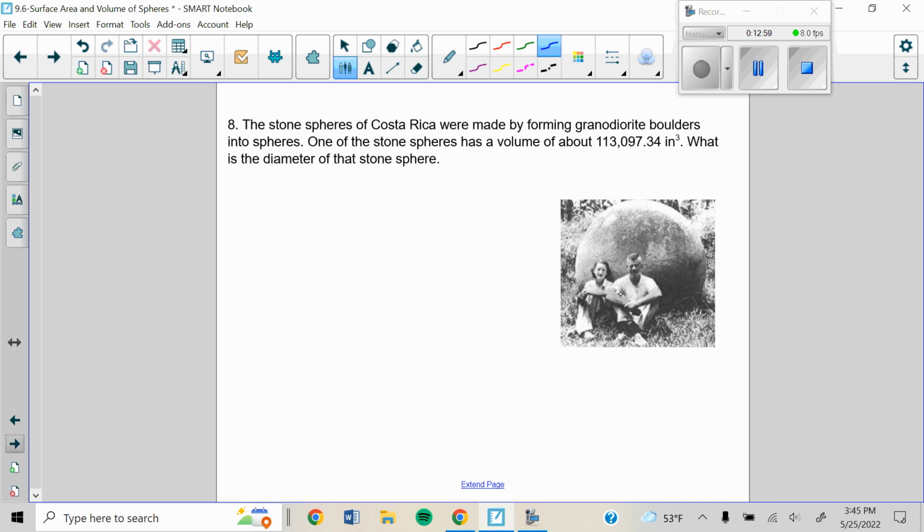So it's talking about the volume of a whole sphere. The volume of a sphere was 4/3 pi radius cubed. So I want you to pause the video here and take a couple minutes and see if you can come up with how you can solve this on your own.